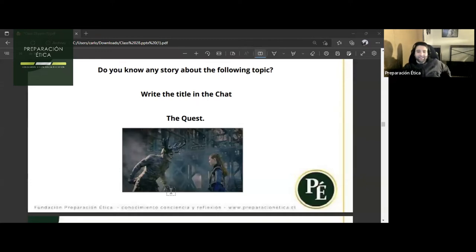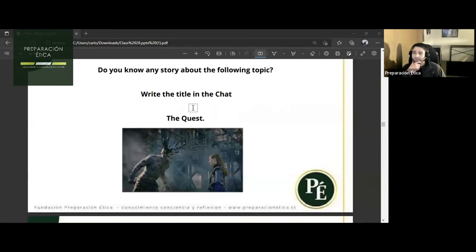Yeah, exactly. The Legend of Zelda. Very good. Guys, I'm playing The Legend of Zelda on my DS. I have that right here. It's a very good game. Sonic. Exactly, Martin. Sonic is a mission. A lot of different missions, but that is the idea, a quest.